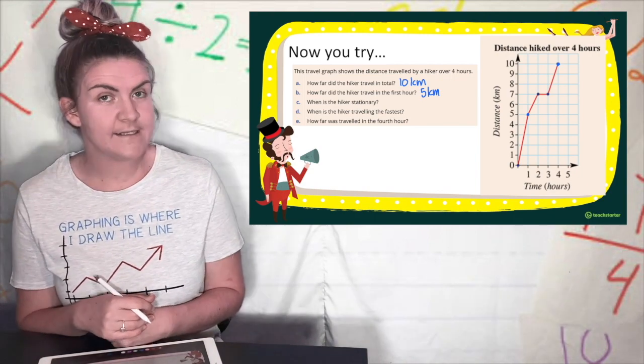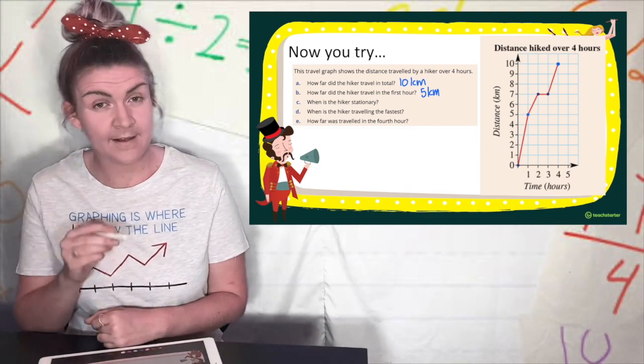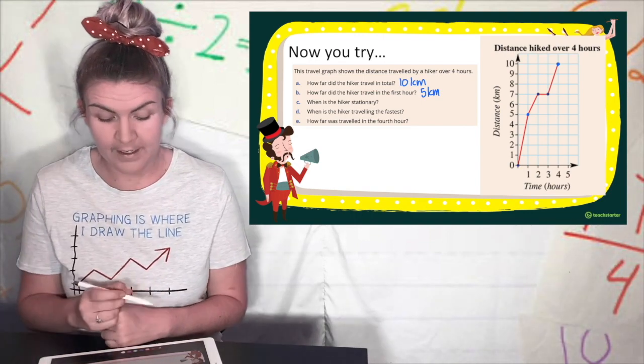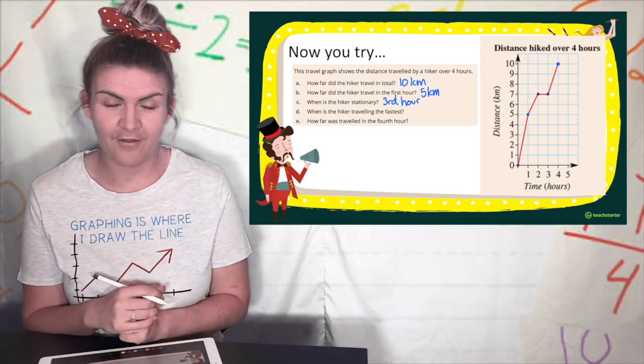C. When is the hiker stationary? Stationary means staying still, having a rest. I see that my graph is flat between 2 and 3, so that's in the 3rd hour. My hiker must have been taking a rest in the 3rd hour.